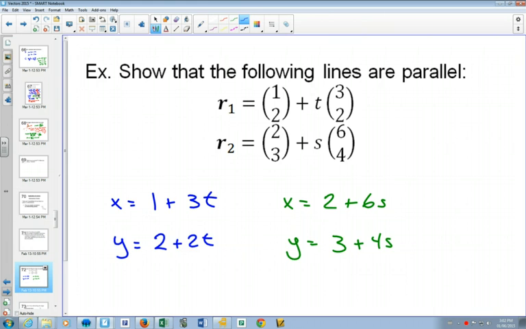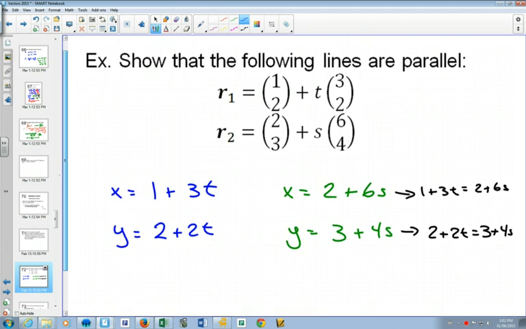So what that creates is 1 plus 3t has to equal 2 plus 6s, and in our second set of equations, 2 plus 2t equals 3 plus 4s. Now you can choose however you want to solve this, because now we've created those equations. We've got 2 equations with 2 unknowns. You can use old techniques of substitution and elimination. You can use new techniques of matrices. You can choose whatever you would like to solve for this.